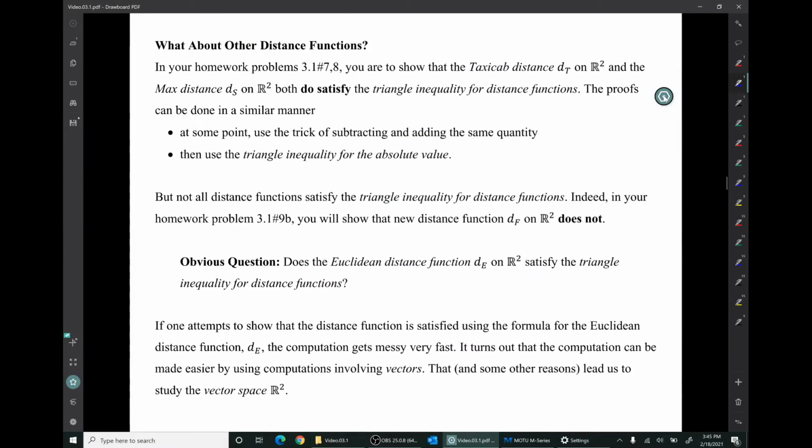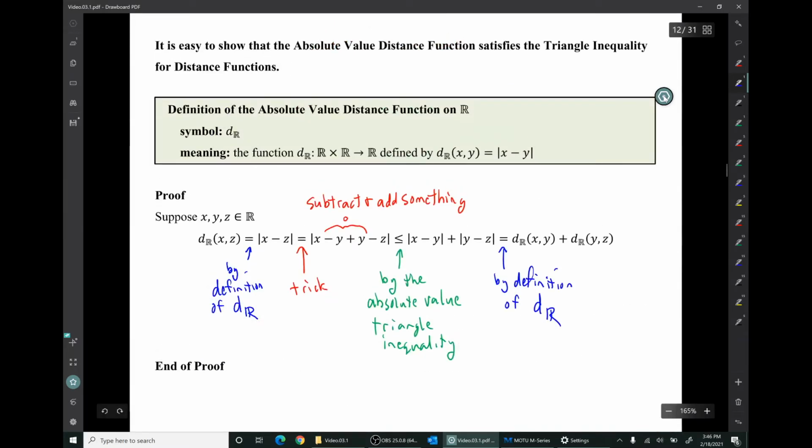Now, what about other distance functions? I mentioned that not all distance functions satisfy that distance function triangle inequality. You will show in your homework that the taxicab distance function and the max distance function on R2 both do satisfy that triangle inequality. Those proofs are done in a manner similar to this proof that we just did. At some point, you'll use the trick of adding and subtracting something, and then following that, you'll use the absolute value triangle inequality.